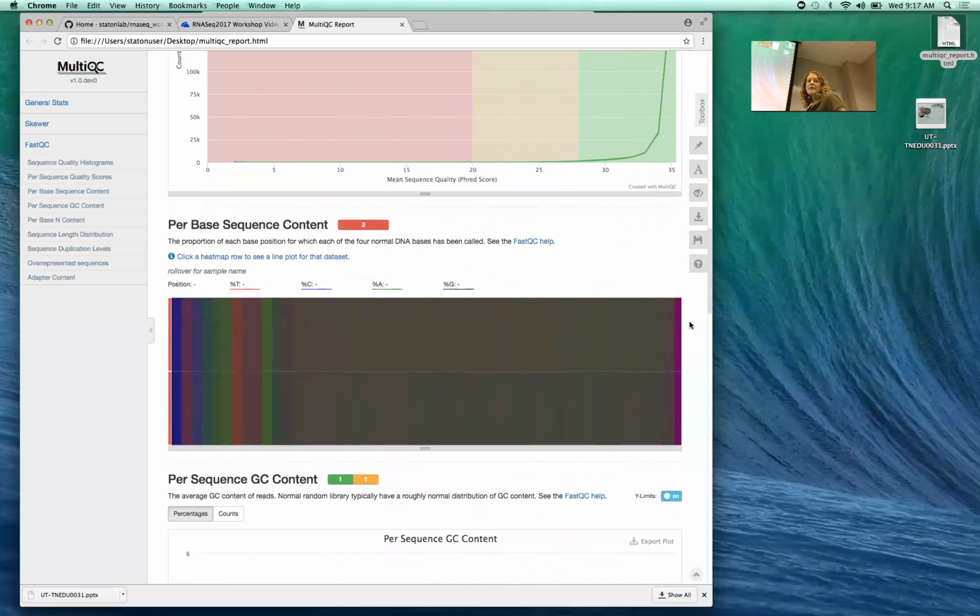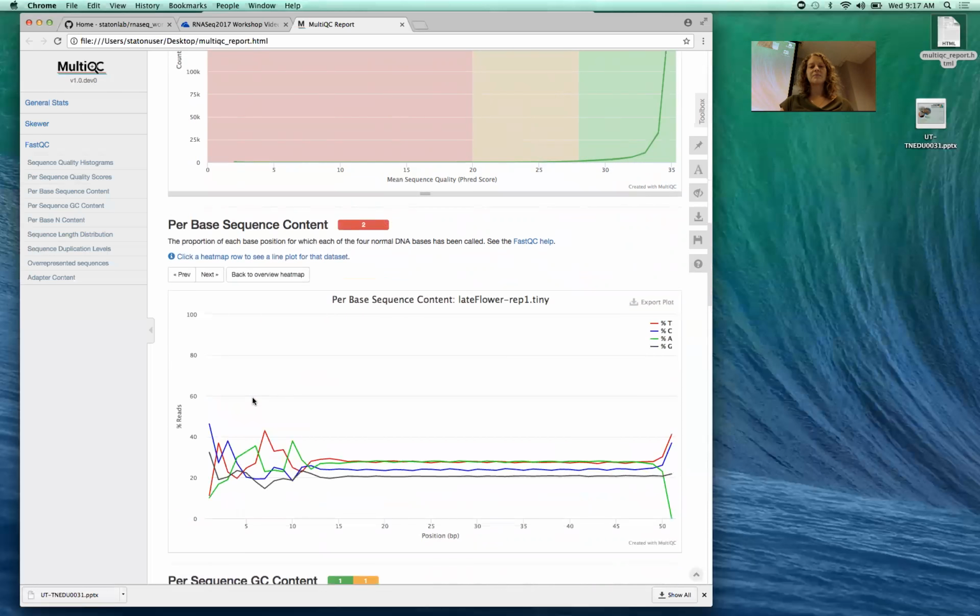Here we have the per base sequence content. This can be kind of hard to see on the projector. Since we only have 2 samples, there's only 2 rows, but I'll show you an example in a minute where we have more. If you click on one of your samples, it'll give you this nice little chart for the sample.